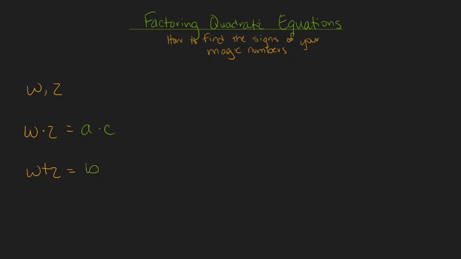That's because when I multiply two numbers together, if they share the same sign, so a positive times a positive or a negative times a negative, that will always yield a positive product. On the flip side, if I have mixed signs, that's always going to yield a negative product. And so we can use the sign of the product of w and z to tell us something about w and z's signs. So if w and z multiply to a positive product, they have the same sign.